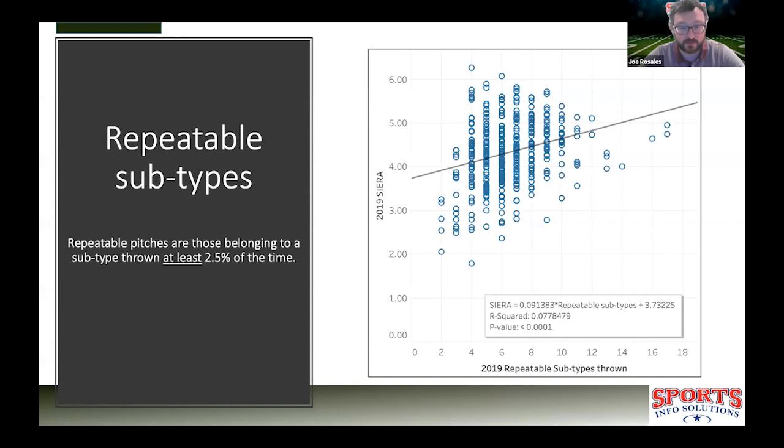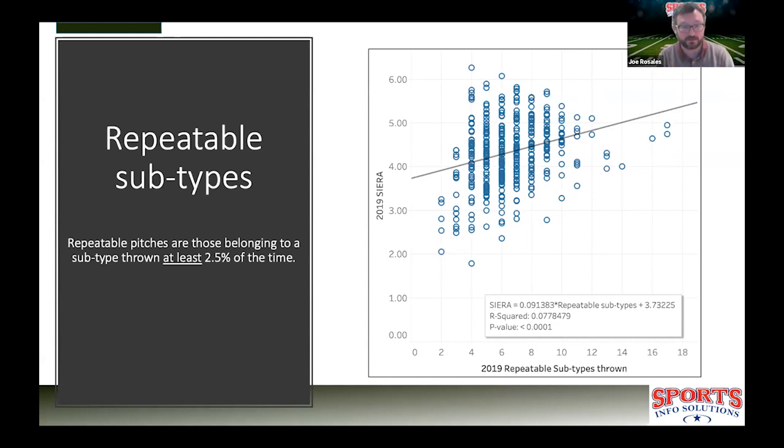One caveat we'll say here is that starting pitchers obviously throw more subtypes than relievers generally do. But for the simplicity of this presentation, we've just kept everything together. Now, that's as things relate to subtypes and general performance.